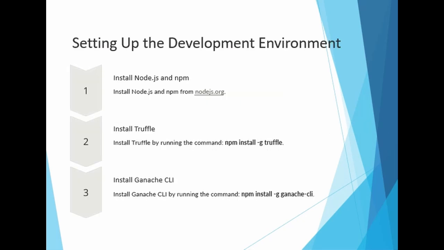We require Node.js and npm again. This time we need to install Truffle. Truffle is a development framework for building dApps on the Ethereum blockchain. It provides tools and libraries to simplify development, including smart contract creation, testing, deployment, and management. Then we install Ganache CLI. It enables you to connect to a local blockchain for testing your dApp.